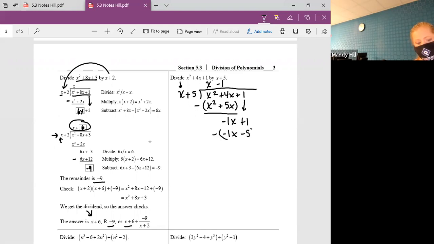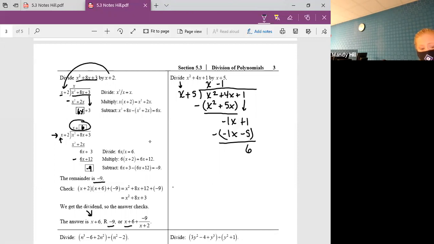Then we want to subtract these things. Negative 1x minus a negative 1x. Remember, minus minus is plus. So this is really negative 1x plus 1x, which is nothing, which is what we needed. We needed it to go away. Then we move to our other term over here, 1 minus negative 5. And 1 minus negative 5 is really 1 plus 5, 6.